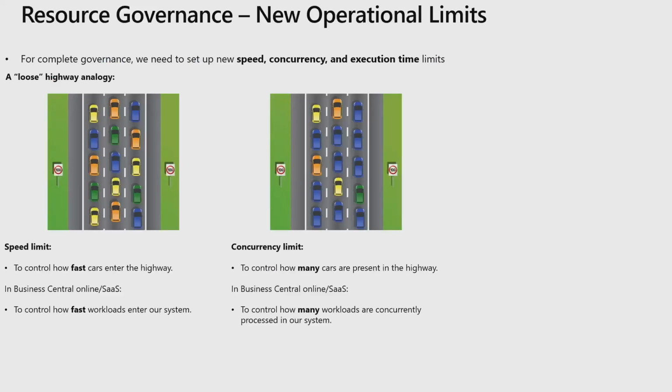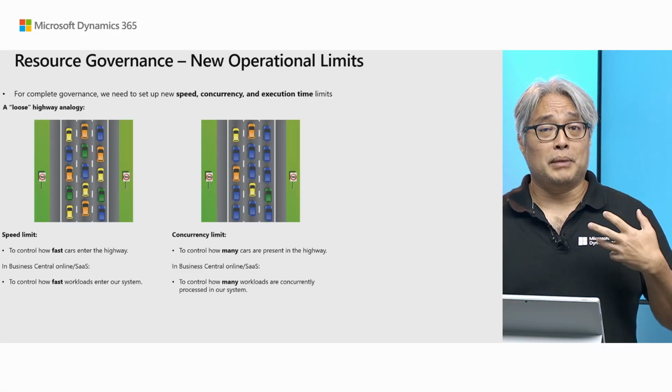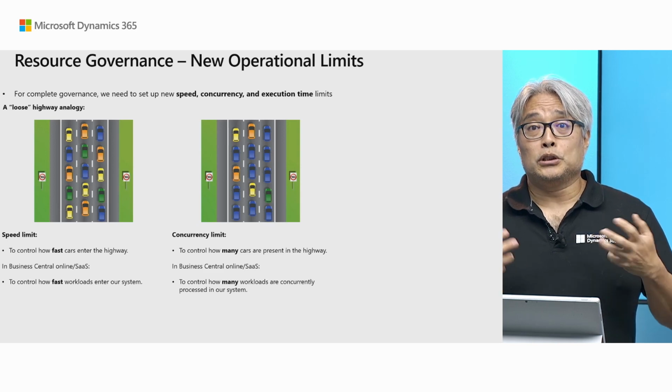So the next concept is a concurrency limit. By the way, speed limit and concurrency limits already exist in our Business Central Online. Right now it's still on a per environment basis. So we will introduce a per user basis later on.